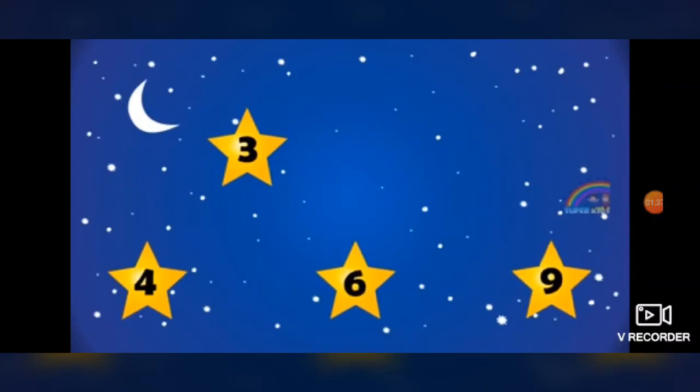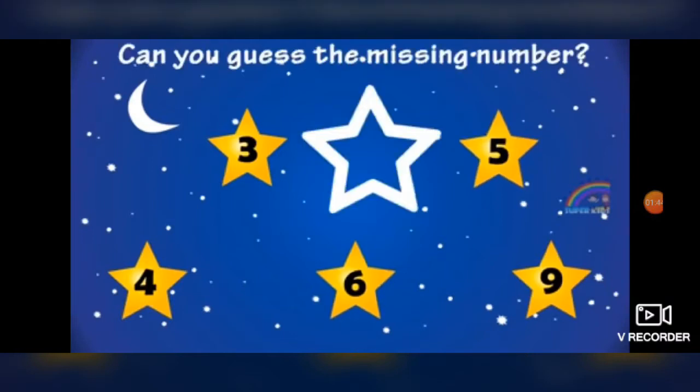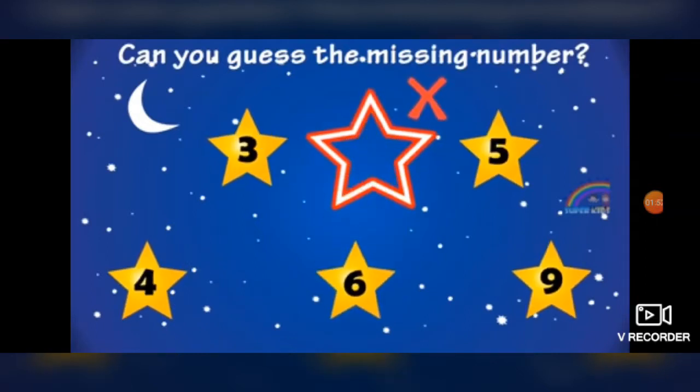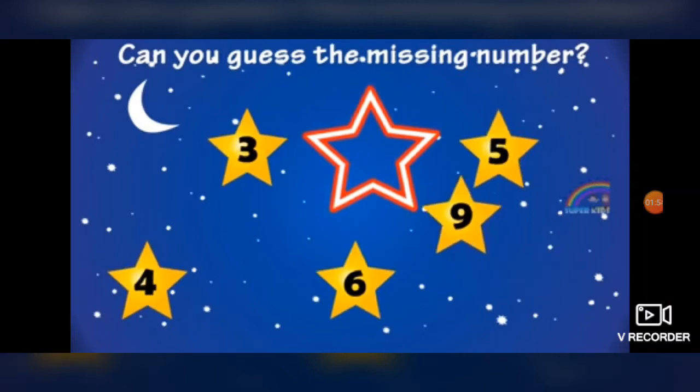Now see the stars on which numbers are written. 3, 5. What is missing between 3 and 5? What will come in between this big white star? 4, 6 or 9? 6. No, it's wrong. Recite the numbers forward.